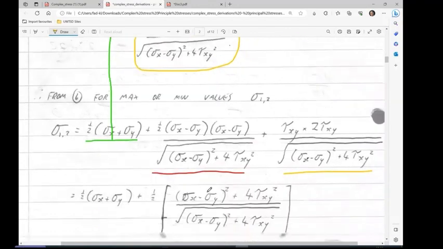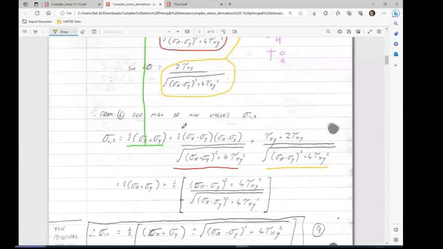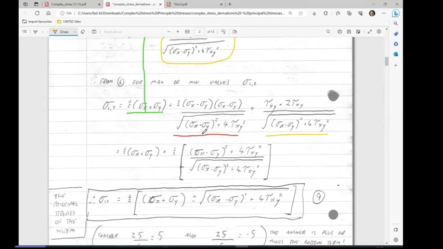Okay, and we've got this equation here, this quite horrible looking, big long equation. But notice we can factorize that now. We've got sigma x minus sigma y squared plus 4 tau xy squared, the hypotenuse from that triangle, underneath this fraction here, look. So there we've got a half sigma x minus sigma y times sigma x minus sigma y, so that is obviously sigma x minus sigma y squared times a half. Notice I put that half outside that bracket and I'll explain why in a minute.